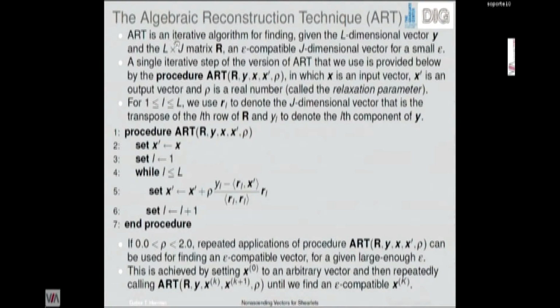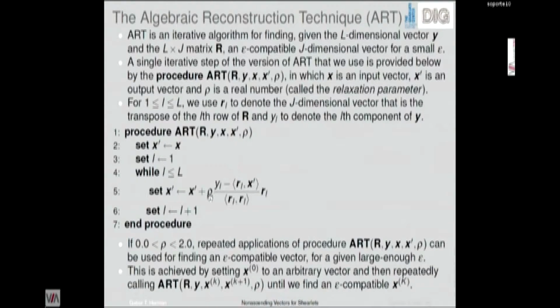This is for an L by J matrix. And so what I do, I start with x, I set x prime to x at the beginning, then I go through one by one all the values of L, and for each value of L, I change my current estimate in this fashion. Now, here, this rho, which is one of the parameters of the procedure, is called the relaxation parameter.